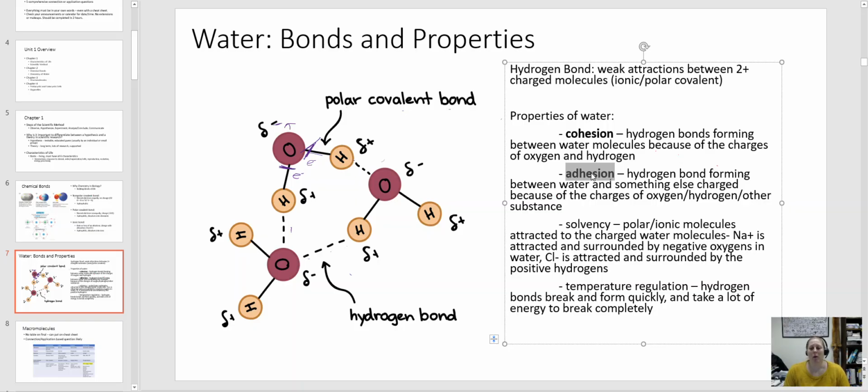In addition, water plays a really big role in temperature regulation because the hydrogen bonds break and form quickly, and they take a lot of energy to break completely. And so water is very stable with that temperature. It's also why ice floats because of how those hydrogen bonds interact. So hydrogen bonds play a really important role in the properties of water.